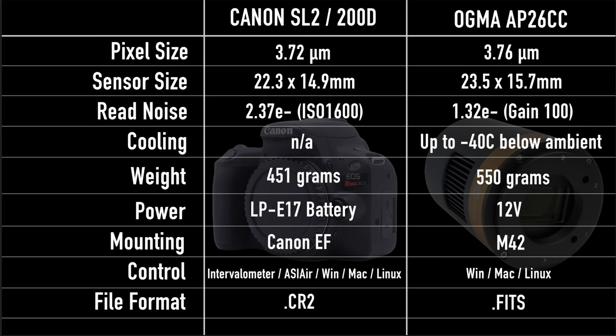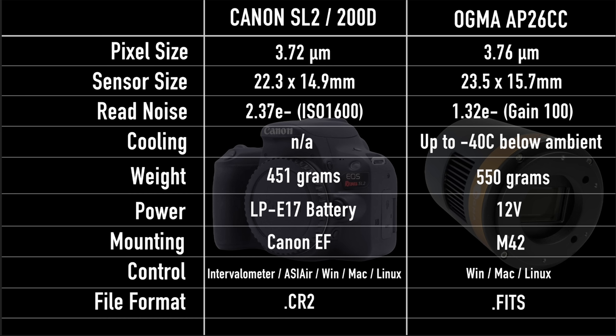And then file format, the Canon can do JPEG, but for astrophotography, you would use RAW, and Canon RAW, CR2, just means the second version of Canon RAW. CR2 is a very well-supported format. It's going to work with most of the astrophotography stacking programs. FITS is also a well-established and well-supported format. It's basically the astronomy standard, and that's what you're going to save in when using the Ogma.